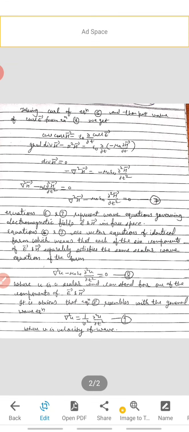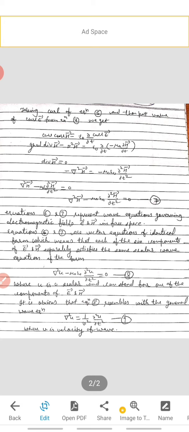Now similarly, if we take the curl of equation 5 and then put the value of curl E from equation 4, we get curl curl H is equal to epsilon naught del by del T curl E, and curl curl H is equal to grad divergence H minus del 2 H, so we get grad divergence H minus del 2 H is equal to epsilon naught del by del T of minus mu naught del H by del T. Now divergence H is equal to 0, so we get minus del 2 H is equal to minus mu naught epsilon naught del 2 H by del T2, and finally we get del 2 H minus mu naught into epsilon naught del 2 H by del T2 is equal to 0.